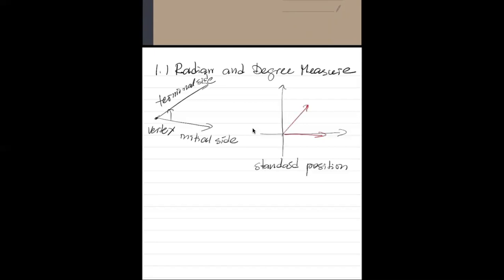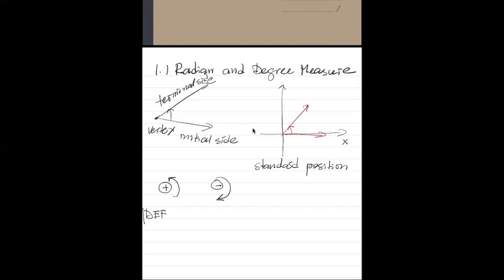So this angle here is in standard position. The initial side coincides with the x-axis. The terminal side is, in this case, in the first quadrant. So we have positive angles with direction counterclockwise and negative angles with direction clockwise.